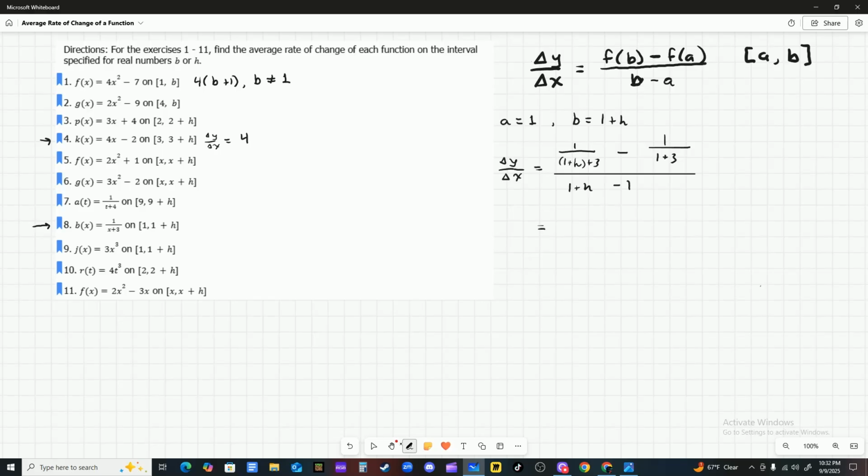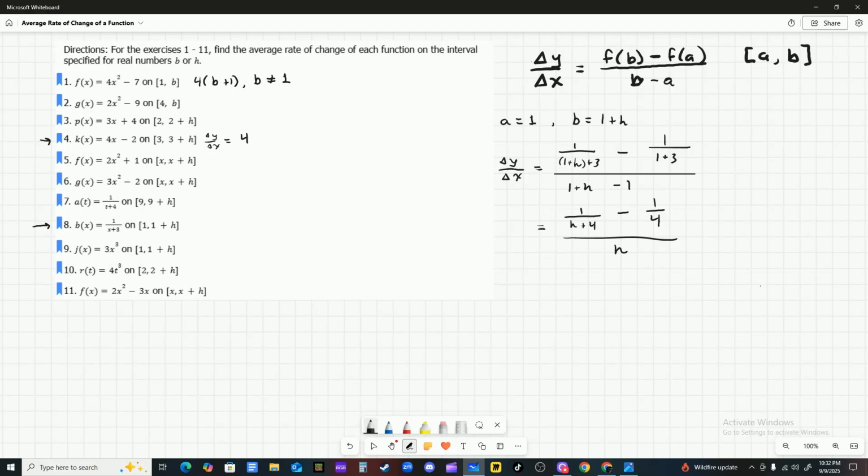So we're going to get, in this case, let's simplify the numerator also. We got 1 over, we can drop the parentheses up here because there's nothing to perform inside them. So we're going to drop them. So we get 1 plus h plus 3, which is the same thing as h plus 4. Minus 1 over 4 divided by h. Cool, cool, cool. All right, so far so good.